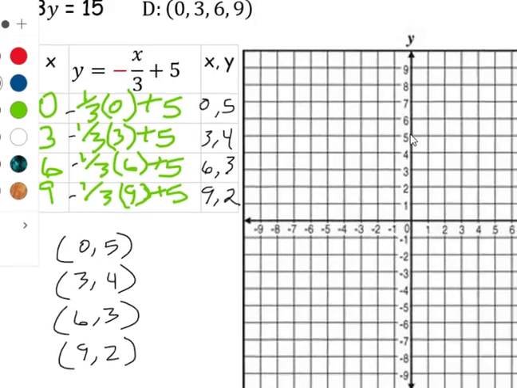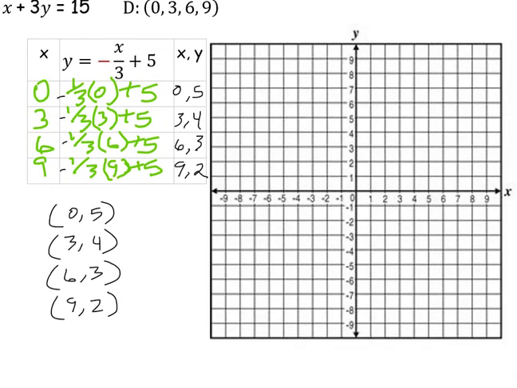All right, so let's go and graph these, which is the fun part really, because we've done all the work. So notice my ordered pairs there on the side. Let's graph the first one, 0 and 5. 3 and 4. 6 and 3. And 9 and 2. And there you have it.